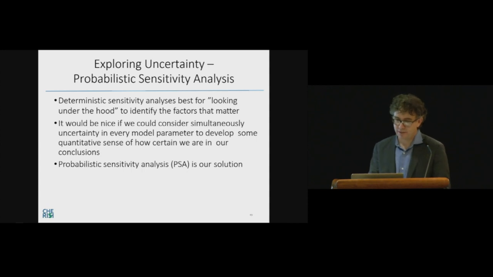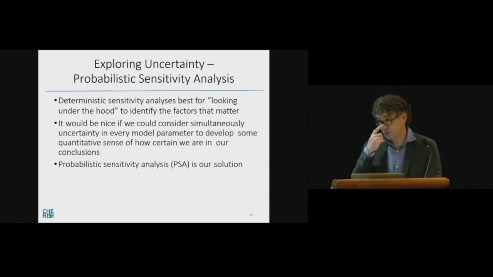So probabilistic sensitivity analysis is a way to consider simultaneous uncertainty in every model parameter or a large subset of model parameters to develop some quantitative estimate of how certain we are in our conclusions, right? And so I would never use the word confidence interval around a probabilistic sensitivity analysis, right? Because when you start using the jargon of confidence intervals, you're implying a whole lot of probability theory and parametric assumptions that absolutely do not exist in a simulation model. But to the extent that the simulation modeling attempts to provide some kind of gauge of confidence, it's similar to the role that a confidence interval plays in statistics.